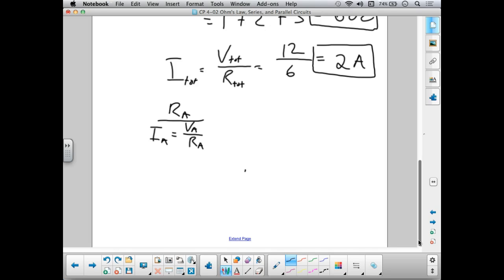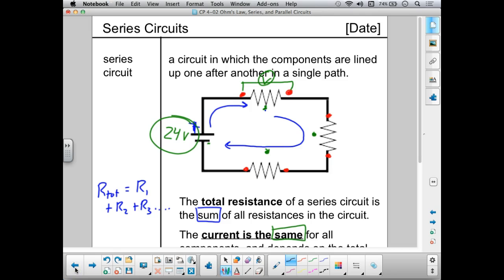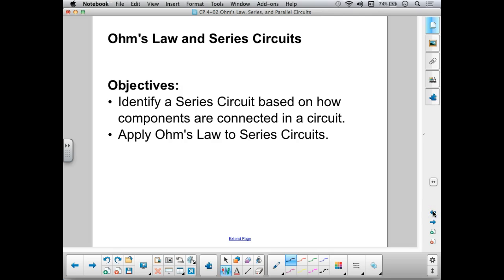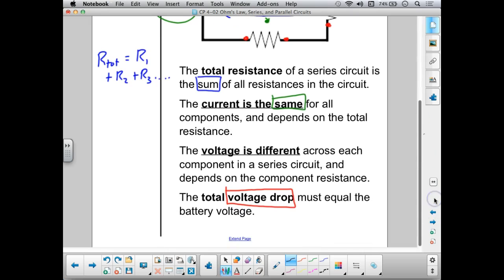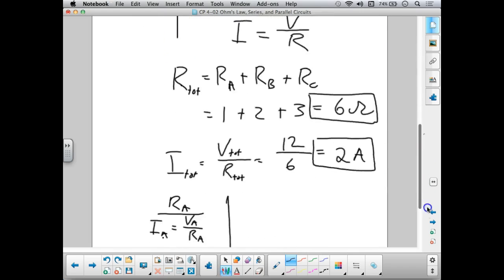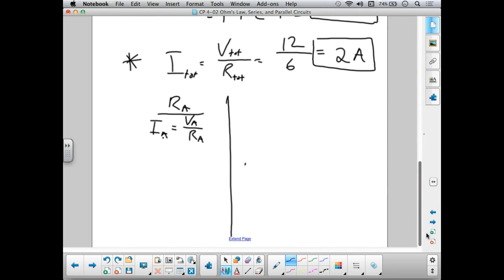This is just Ohm's Law, but what I'm saying is I'm zooming in just on component A, on resistor A. Well, I know the current through resistor A. That's known. If we go back to what we know about series circuits, we said that the current is the same for all components and depends on the total resistance. So we found the total current using the total resistance. We found it right here. And if I find the current anywhere in a series circuit, I've found the current everywhere. Because there's only one path, this 2 amps is the current everywhere in the circuit. Every component has 2 amps of current moving through it. So the current is 2.